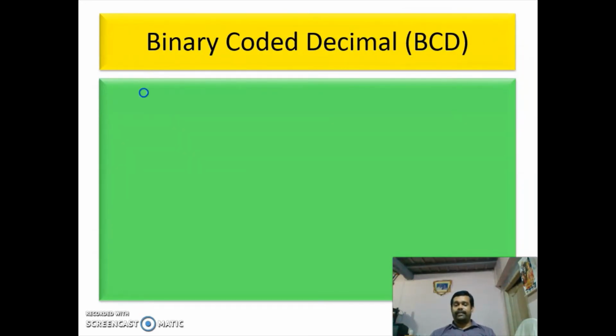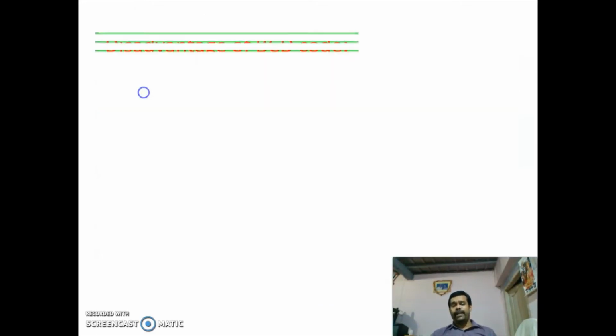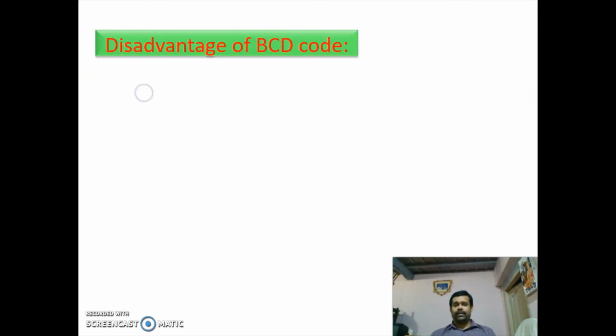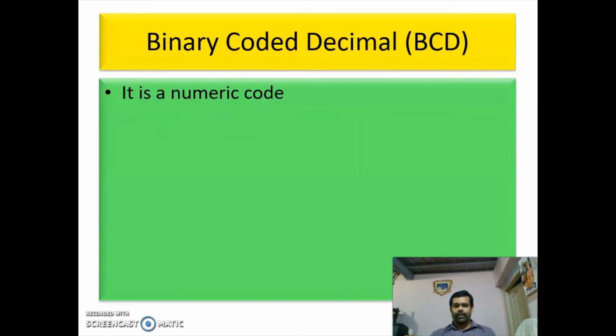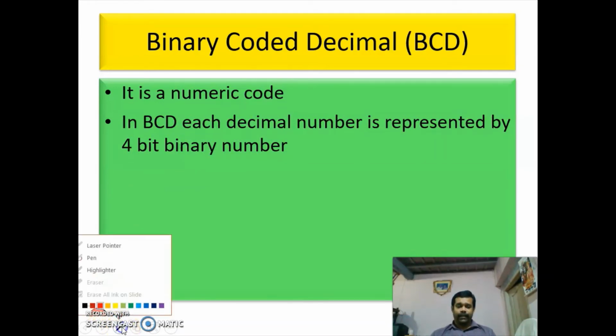Binary coded decimal. It is a numeric code. In BCD, each decimal number is represented by a 4-bit binary number.